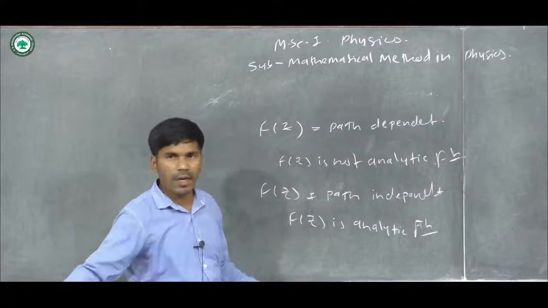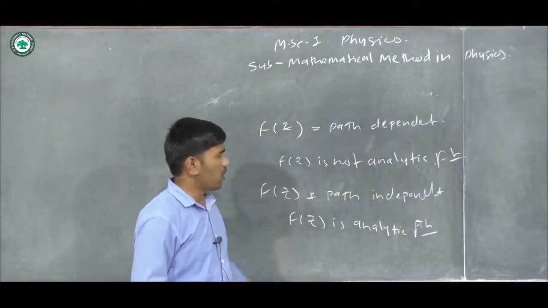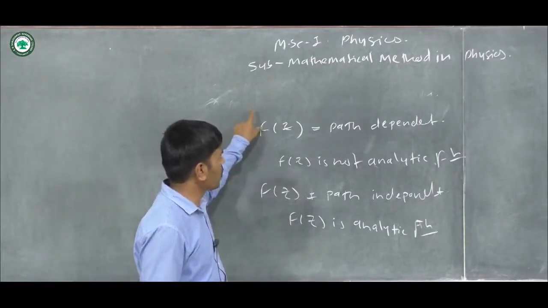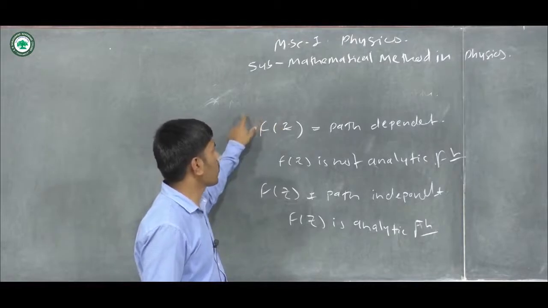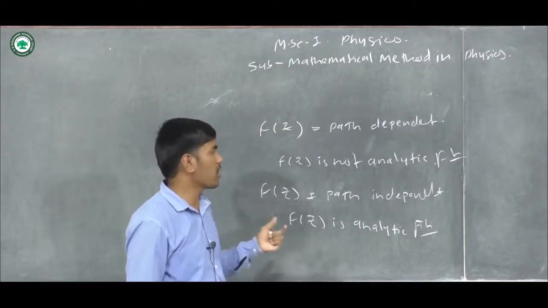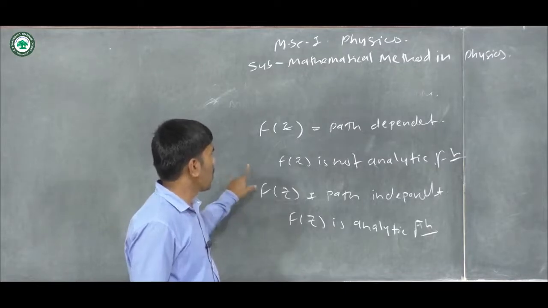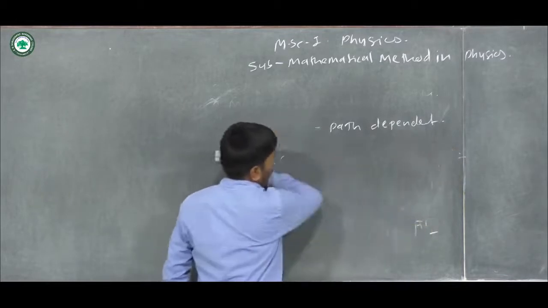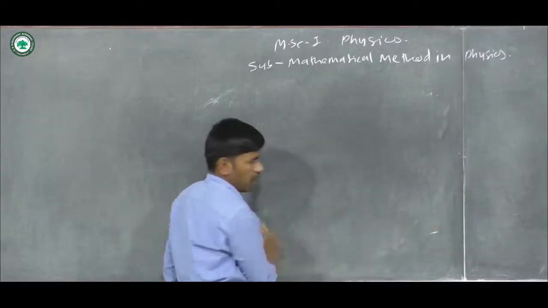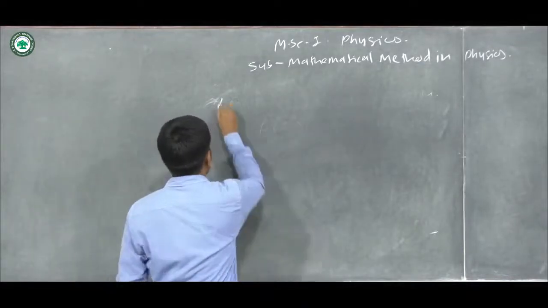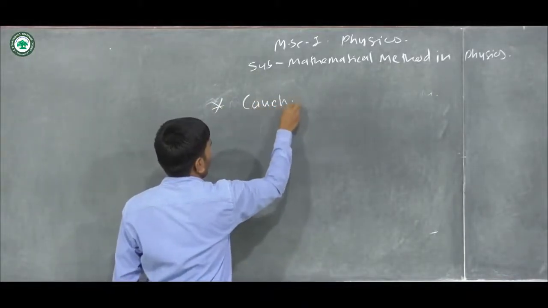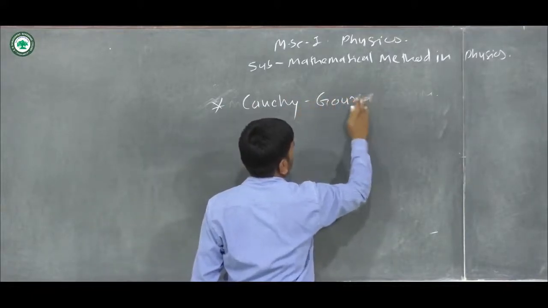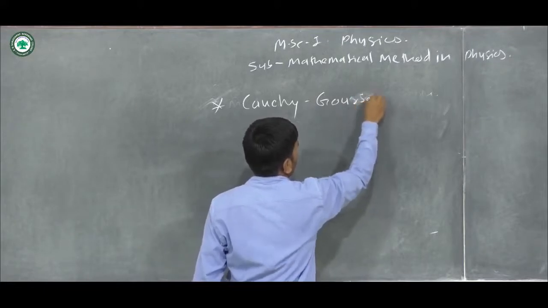Now, by the Cauchy integral theorem, we can discuss the multiply Cauchy integral theorem. We discuss it for the simply connected region and the multiply connected region. First I will discuss the simply connected region. So when f of z is analytical, this is the Goursat theorem.